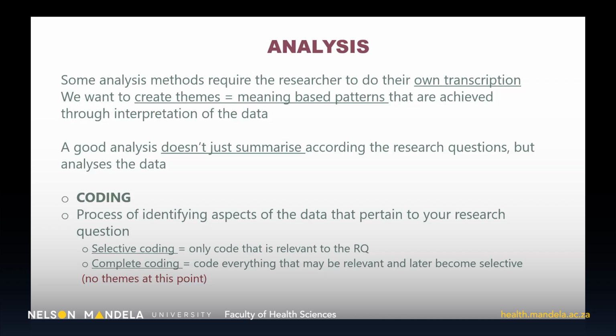Now, you can either only code what is relevant to your research question. That's what I've been saying to this point. But there is also a form of analysis where you code absolutely everything, all right? But it's going to depend on your research question, all right? Sometimes people have a broader research question, so everything becomes relevant. At this point, you don't actually have themes yet. You have little units of meaning.